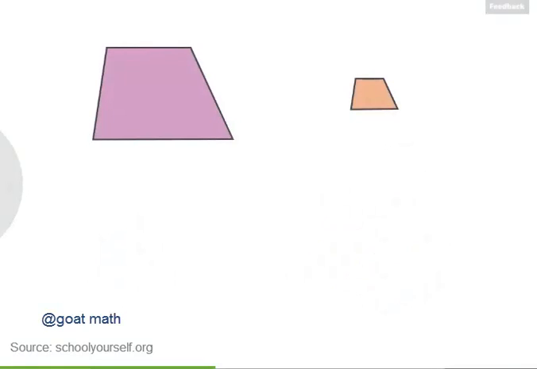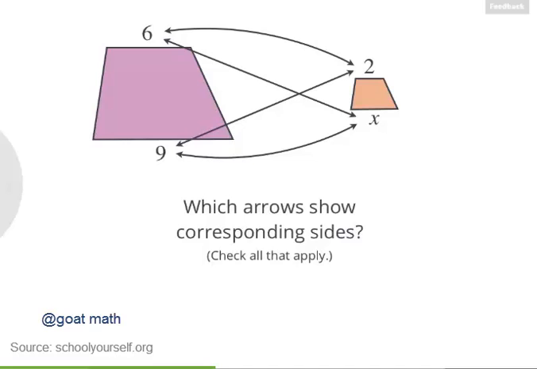Here are 2 similar shapes, and let's say this side has length 6, this side has length 9, this side has length 2, and this side over here has length x. And our goal is to use the fact that these shapes are similar and solve for x. The first step in solving these kinds of problems is to figure out which sides of the 2 shapes are corresponding. So which of these arrows here show pairs of corresponding sides?